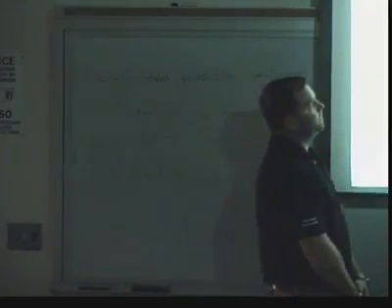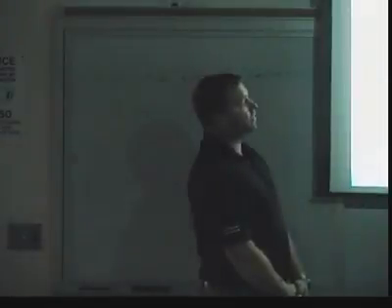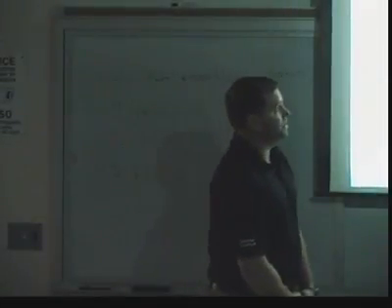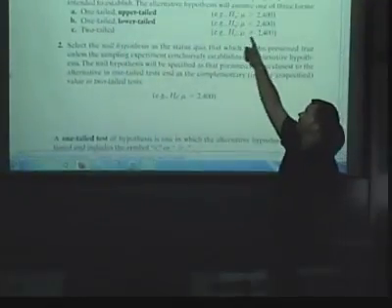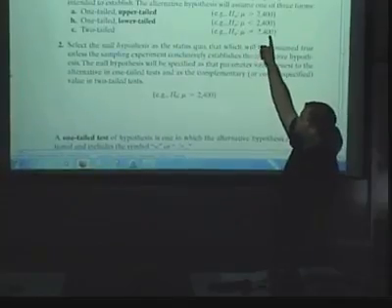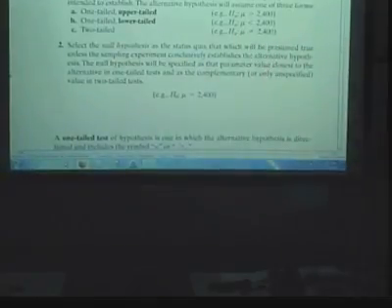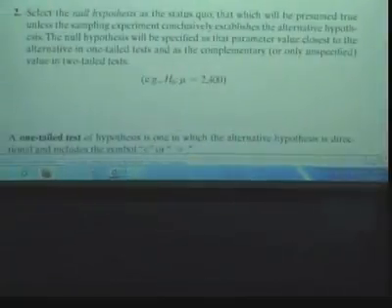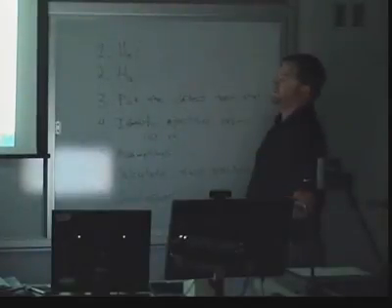We can't accept it. The null hypothesis will be specified as that parameter value closest to the alternative in one-tailed tests and as the complementary value in two-tailed tests. So what's the only value that mu cannot assume in this statement? It could be anything other than 2,400, so therefore H0 would be mu equals 2,400. Complements, another thing about complements is mutually exclusive, right? I've said HA and H0 have to be mutually exclusive. They can't have anything in common. Okay?